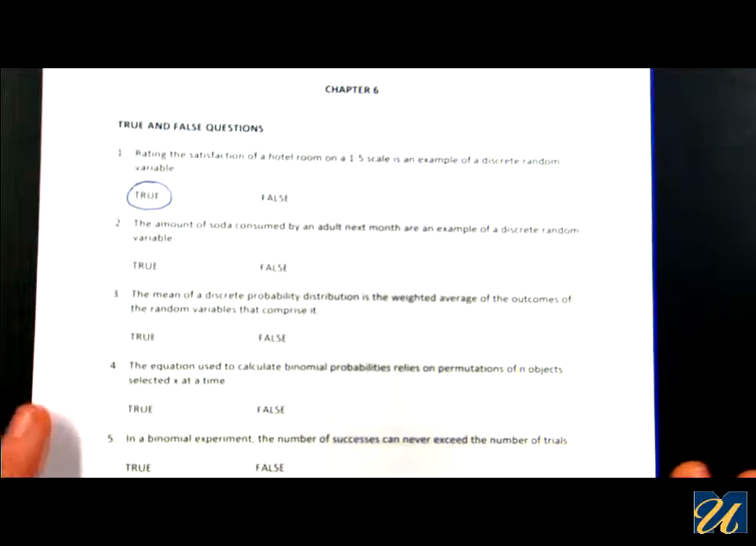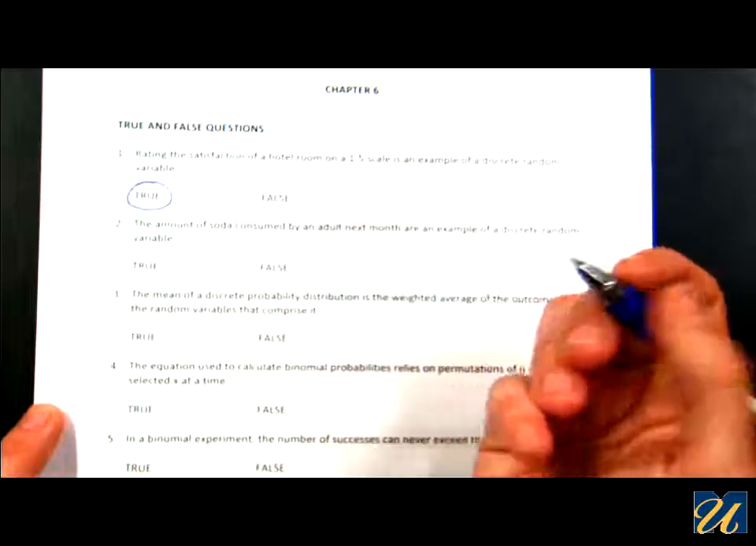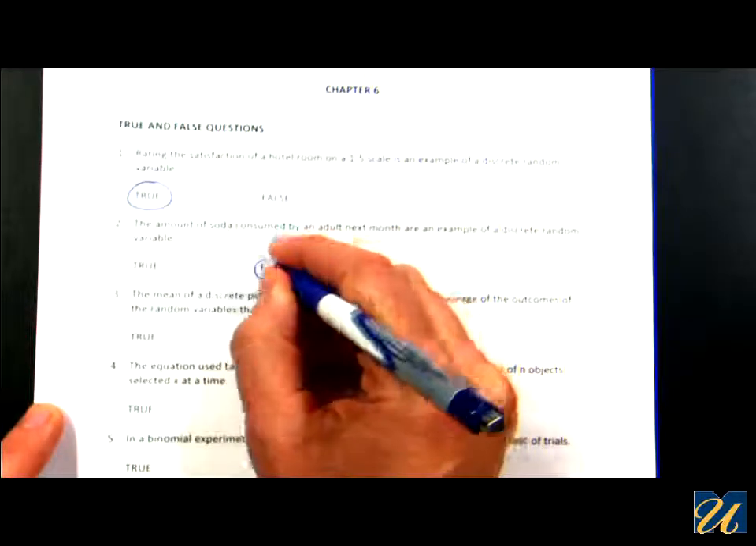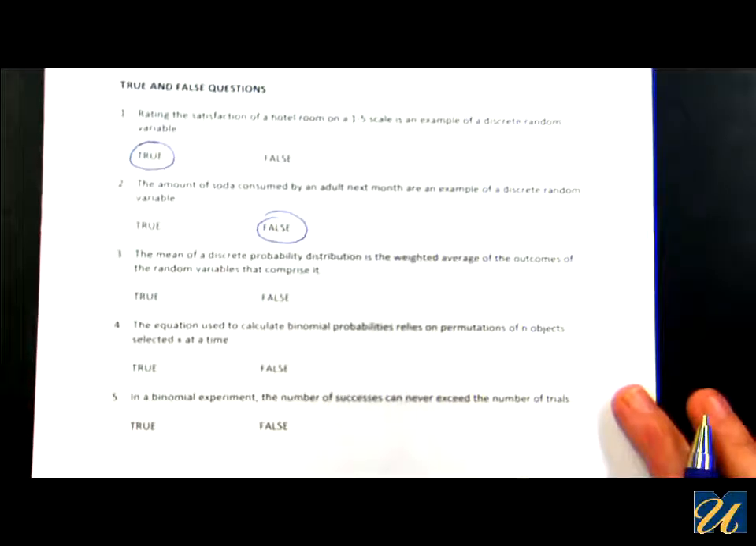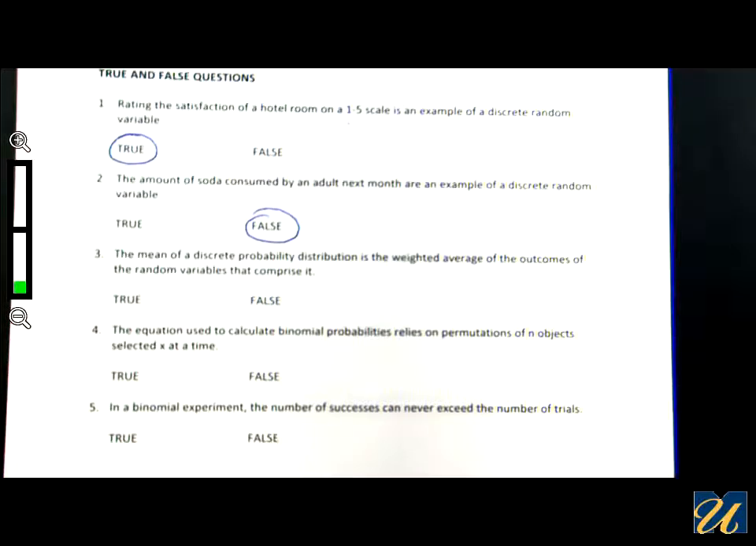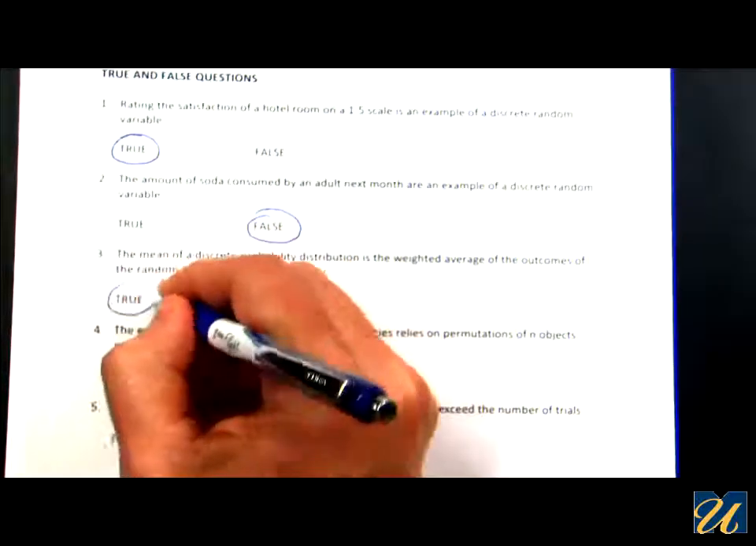The amount of soda consumed by an adult next month is an example of a discrete random variable. This would be false. That would be continuous. It could be any value. The mean of a discrete probability distribution is the weighted average of the outcomes of the random variable that comprise it. This would be true.